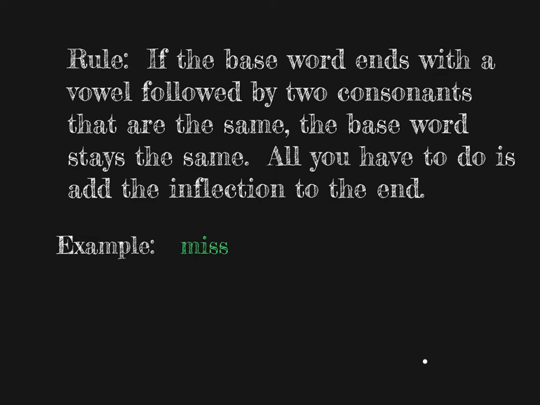This word has a consonant, a vowel, and two consonants next to each other that are the same. They only make one sound, "s." Therefore, this vowel is a short vowel sound, "i." So, if I want to change it to the word missing, I know I'm definitely not going to double that consonant since it already has two of the same consonants at the end. All I need to do is just add my inflectional ending of ING, and the word becomes missing. So the base word stayed the same.